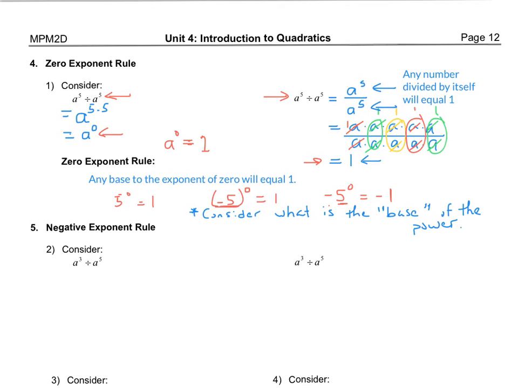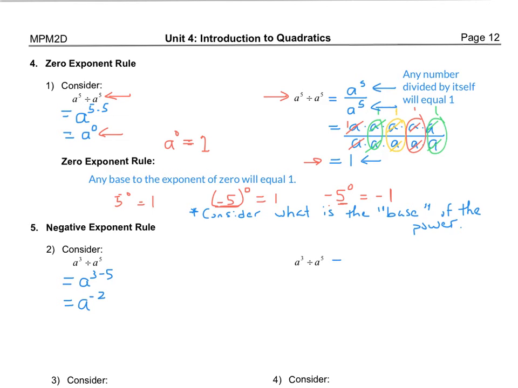All right, the next thing we're going to look at is the negative exponent rule. We're going to consider an example of a to the 3 divided by a to the 5. If we use the quotient rule, the rule of what we do when we're dividing, we keep our base the same and we're going to subtract those exponents. So we're going to have 3 take away 5, and that's going to give us a to the exponent -2.